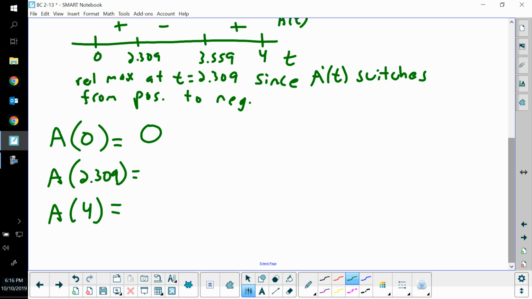Okay, for the 2.309, we should have gotten 1,637 gallons. I guess we should throw gallons on the 0. And we should have gotten 1,401 gallons there.